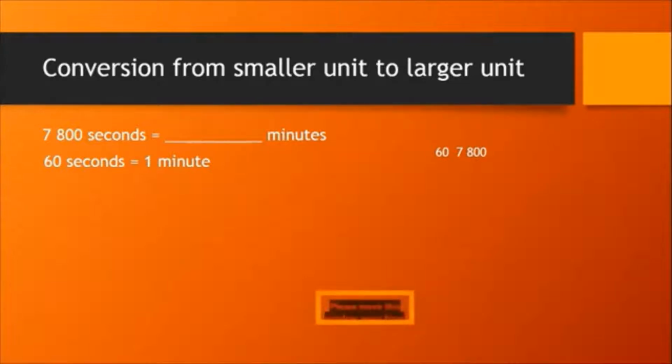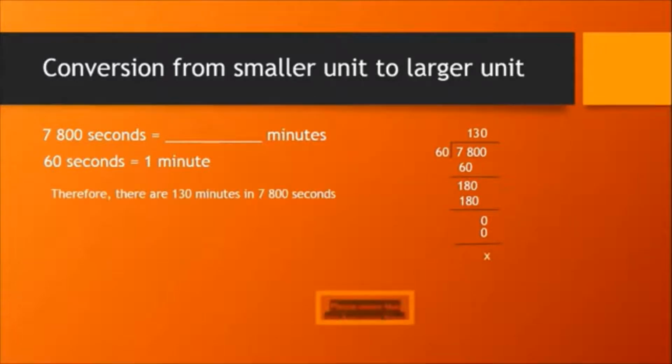So 7,800 divided by 60, we have 1. 1 times 60, that is 60. 78 minus 60, that is 18. Bring down 0 to make it 180. 180 divided by 60, that is 3. 3 times 60, that's 180. 180 minus 180, that's 0, but we still have another 0 to bring down. 0 divided by 60 is 0, 0 times 60 is 0, and 0 minus 0, the answer is 0. Therefore, there are 130 minutes in 7,800 seconds.